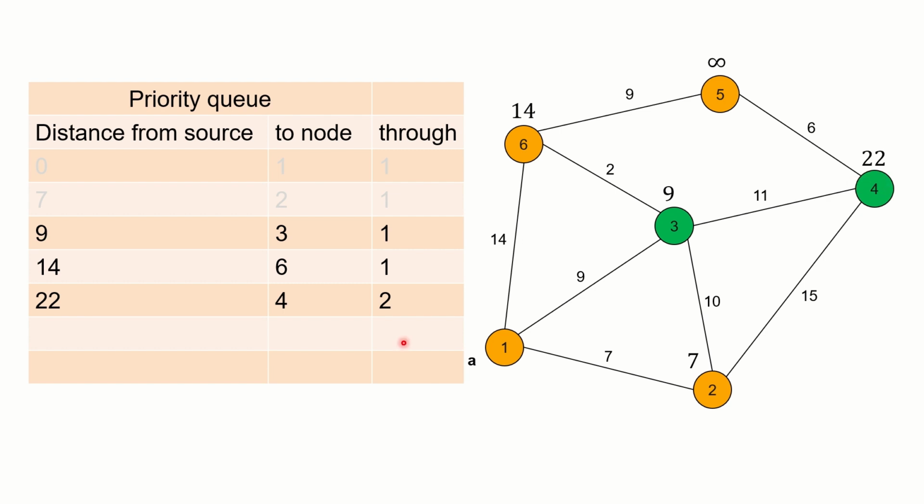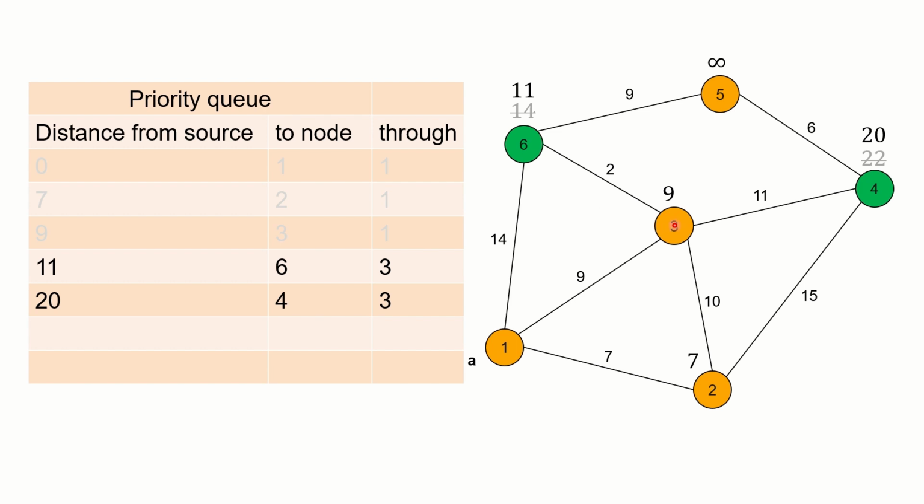Next, we explore the top element of the queue, the node 3, and we remove it from the queue. Node 3 has the unvisited neighbors 4 and 6. We don't need to check the neighbor 2 because it was already visited. Through node 3, we can reach node 6 with total distance of 11, which is less than 14, the previous distance through node 1. Hence, we update node 6.